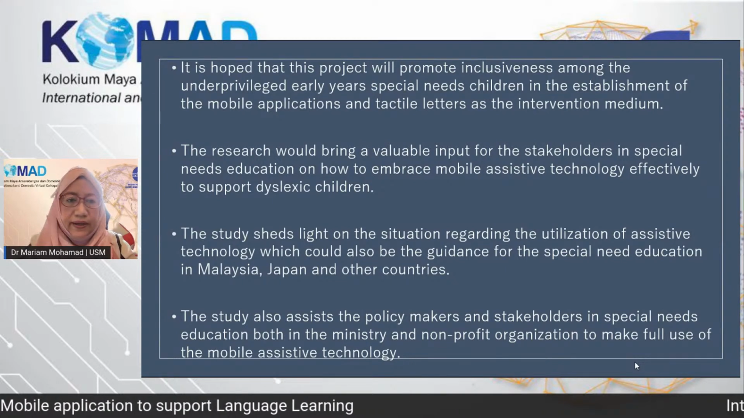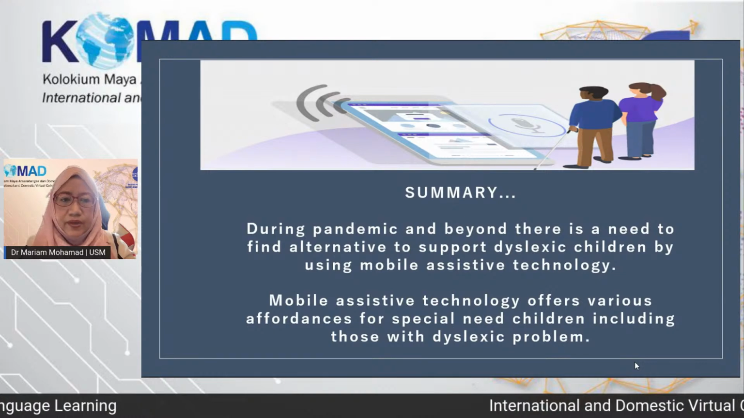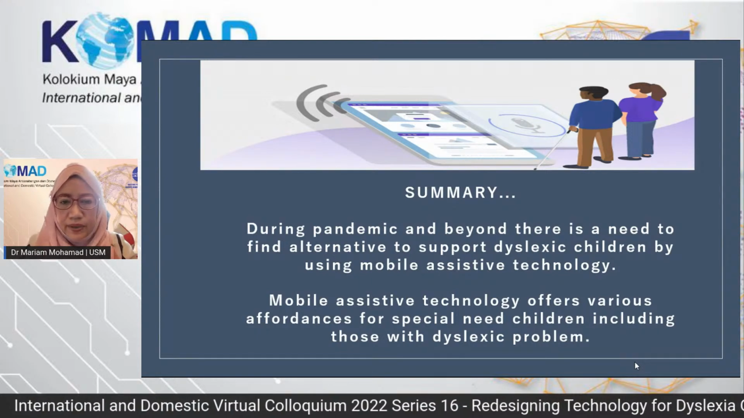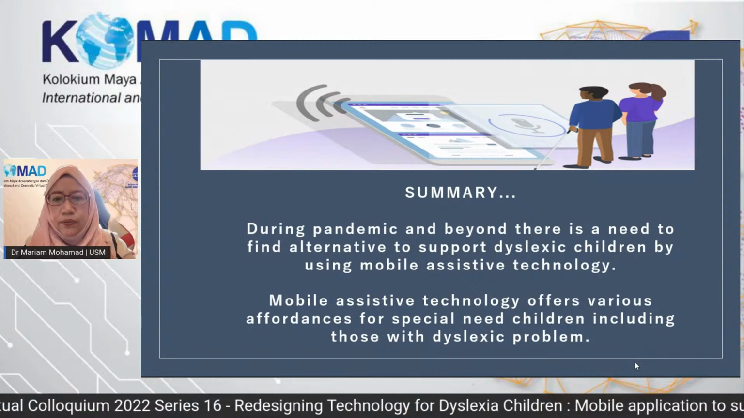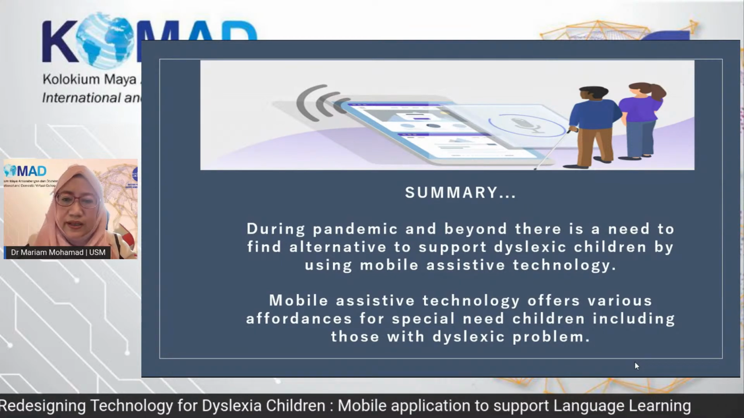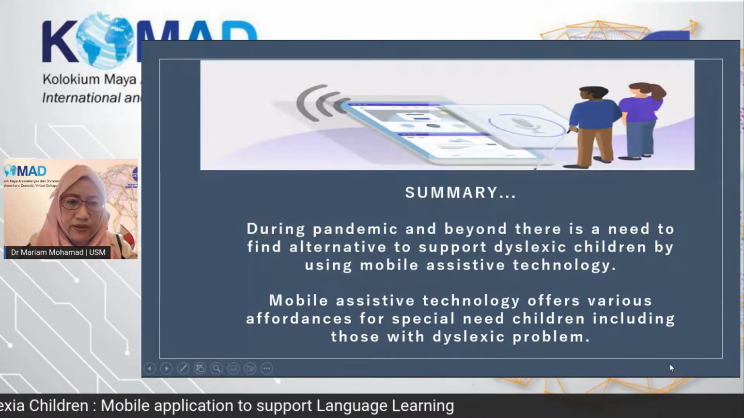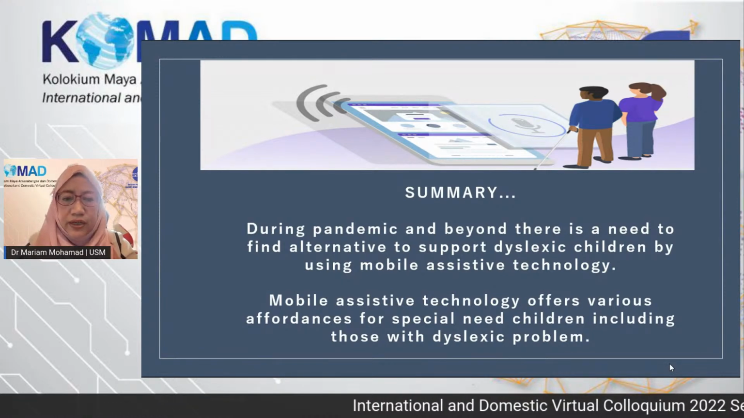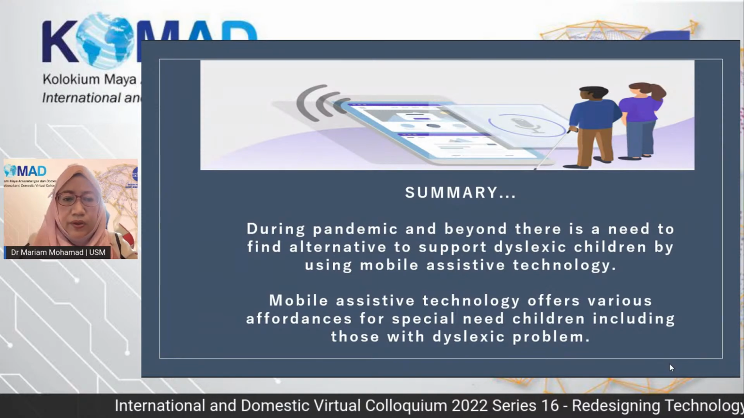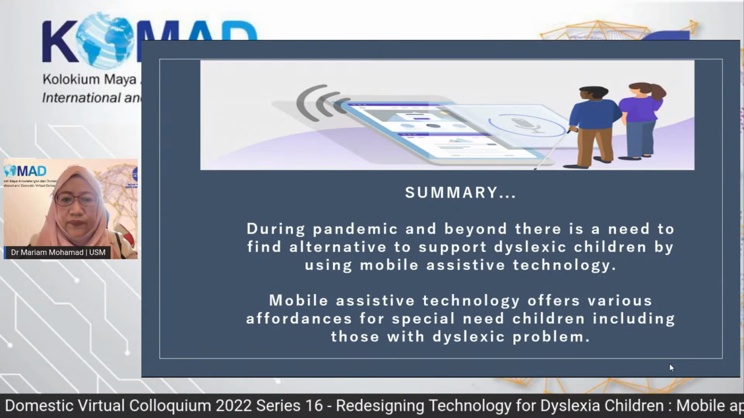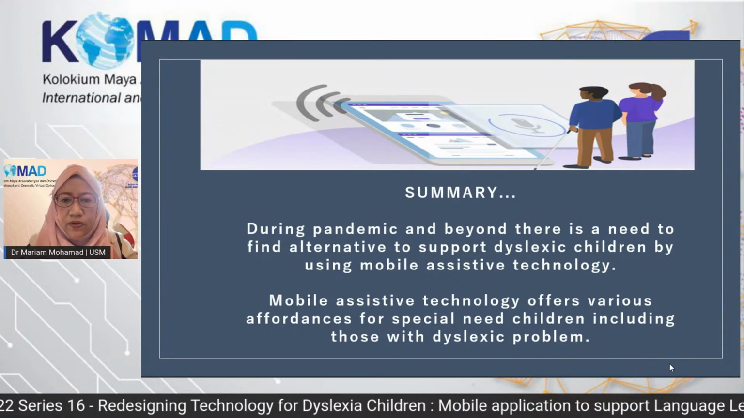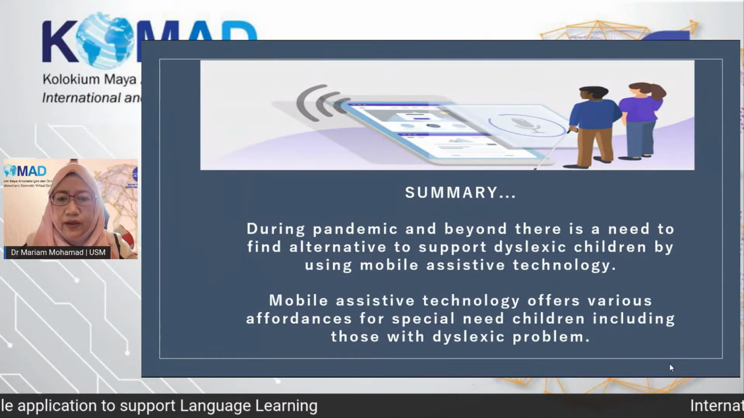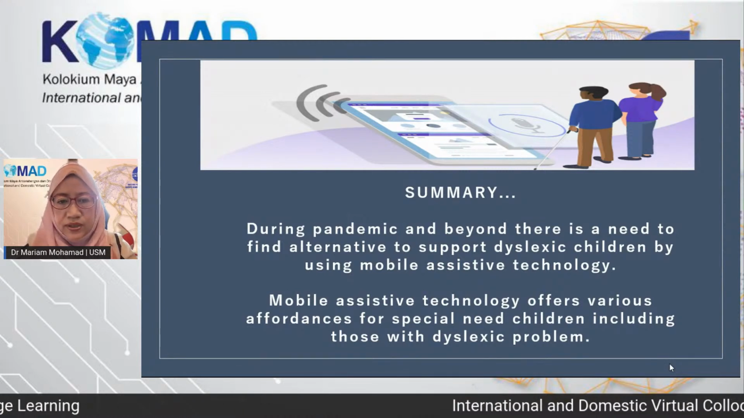All right. Okay, next. So for the summary, I believe now we are in the endemic. The pandemic is nearly subsided, so we are in the endemic stage. But during the pandemic and beyond, we still need to find alternatives to support these dyslexic children by using the latest technology. So from what I shared today about using mobile assistive technology in addition to the traditional method, for example, using the tactile letters, I believe that mobile assistive technology offers various advantages for special needs children, not only for these dyslexic children, but it can be for other special needs children as well, for example autistic, Down syndrome, and so on.